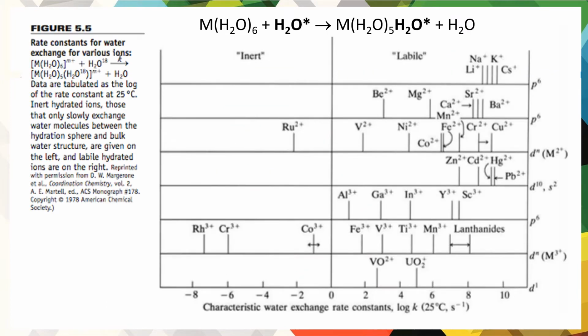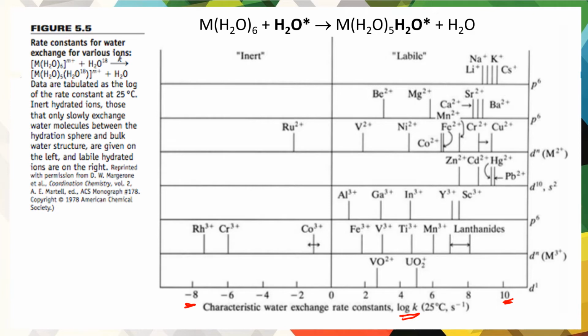So next we're going to look at how rate constants vary for different complexes. And these are for different metals in the complexes. This is a plot showing the log of rate constants, going from very fast reactions on the right to very, very slow reactions on the left. Okay, so the reactions on the right are very fast.